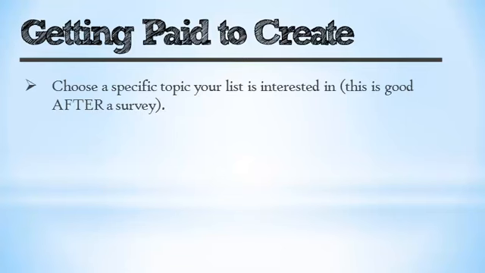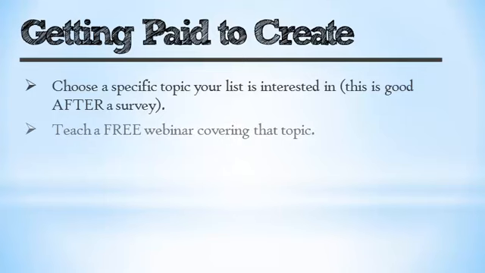So here's how you do it. You choose a specific topic that your list is interested in. And again, this is a great thing to offer after that survey, because they just told you what their biggest need is. So if you pitch them an answer to that need using this method, it's going to convert like crazy for you. So here's what you do. You choose a specific topic that your list is interested in.